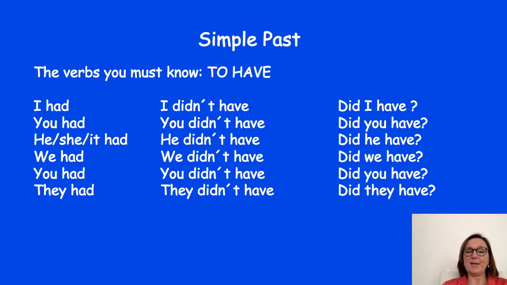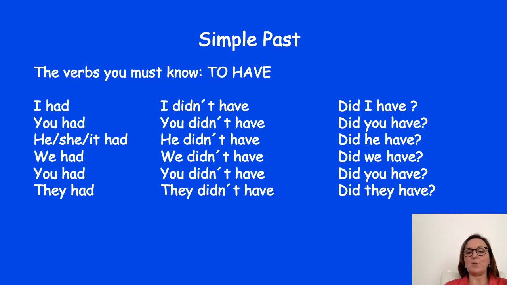Now we have the verb to have. I had, you had, he, she, it had, we had, you had, they had. When I'm forming the negative form, I need the verb to do in the simple past, did. I didn't have, you didn't have, he didn't have, we didn't have, you didn't have, they didn't have.